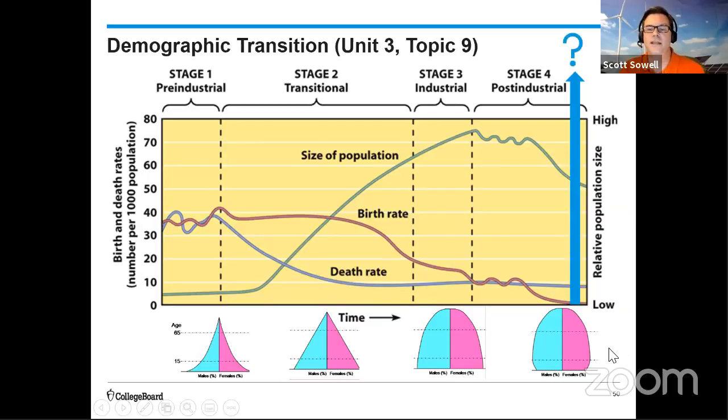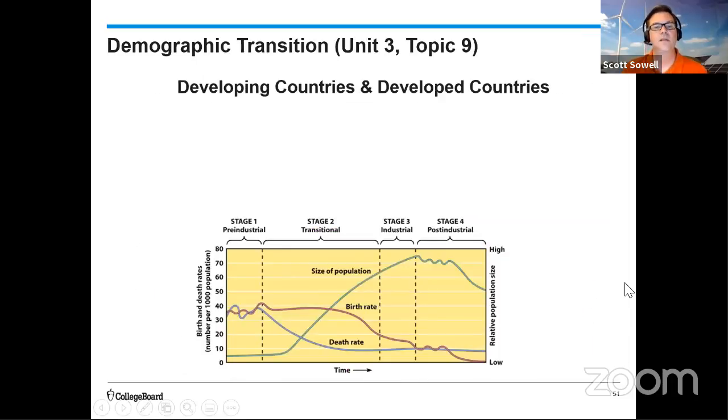So for any one of these, like this one, for example, noting its place on the demographic transition and its shape, could you tell stories about this country? Could you maybe speculate on infant mortality rate or economic development or status and education of females? Those are the things that you would be asked to do on an exam. All right, so then we're going to end today with this idea of developing versus developed countries.